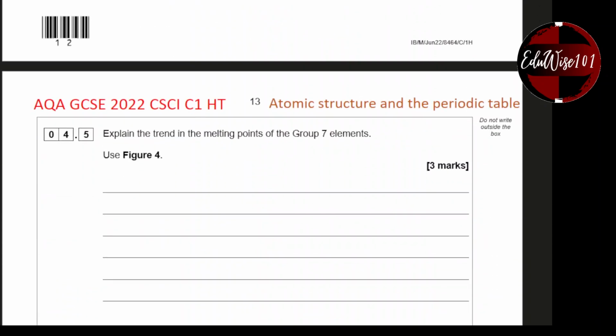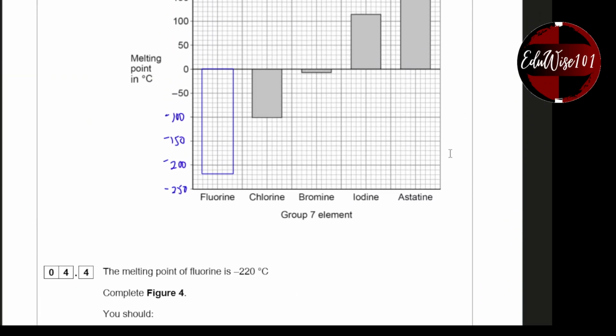Explain the trend in the melting points of the group 7 elements. So what's the trend? Fluorine is the smallest element compared to astatine, because this is in period 2 with 2 shells, and this is 3, 4, 5, 6. This is in the 6th period with 6 shells. So the size of the atom is actually increasing.